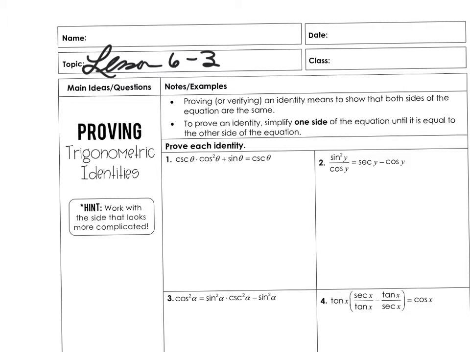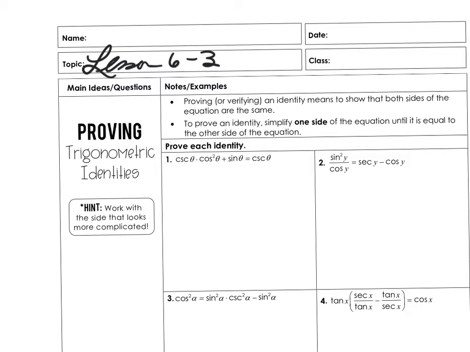Proving or verifying an identity means to show both sides of the equation are the same. To prove an identity, simply simplify one side until it looks like the other. And here's your hint: you start with the more complicated side. It's easier to simplify something that's complicated than to make something not complicated complicated.